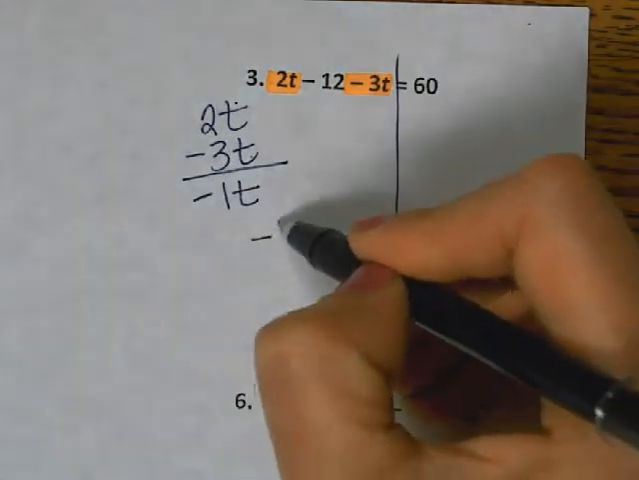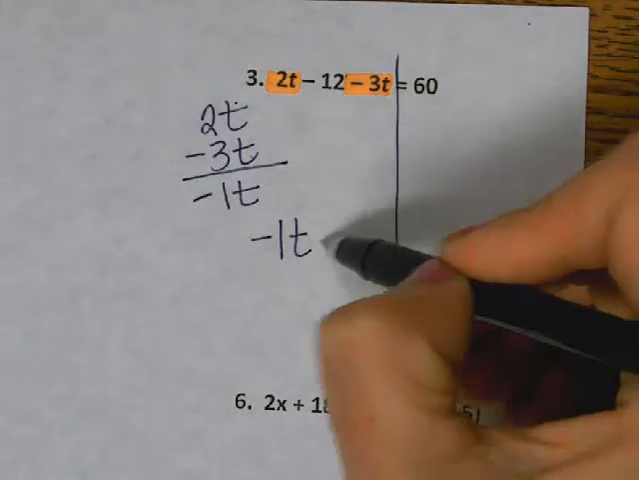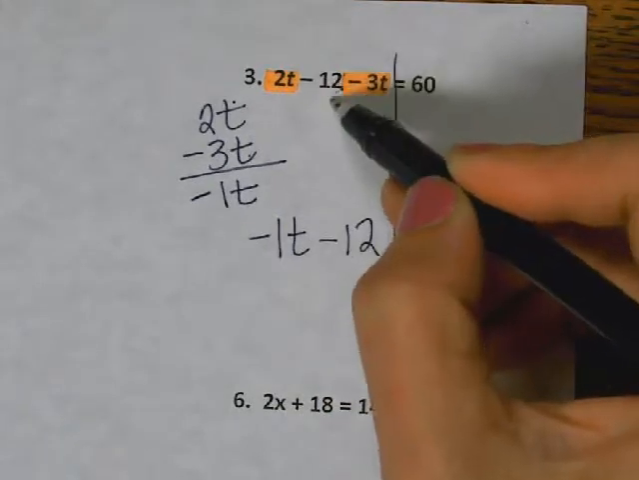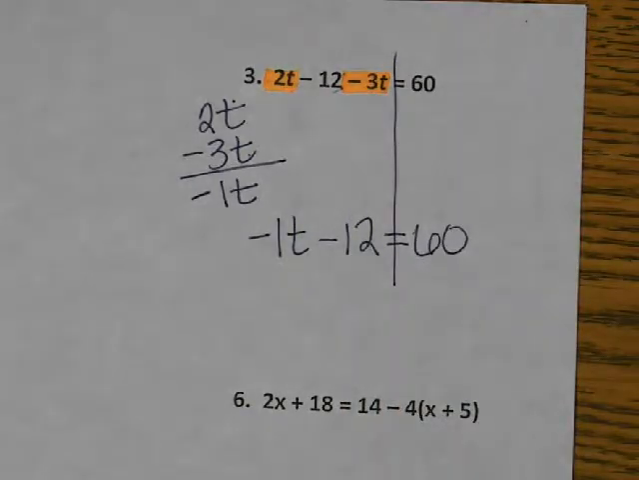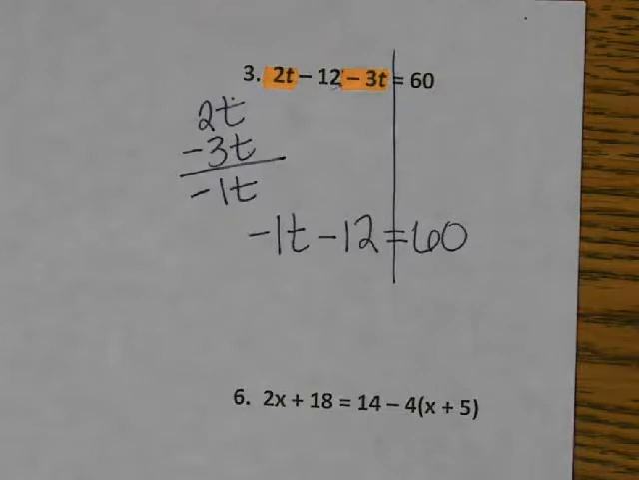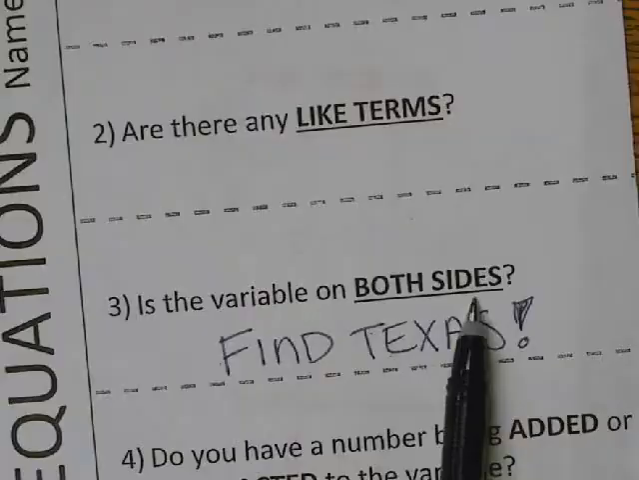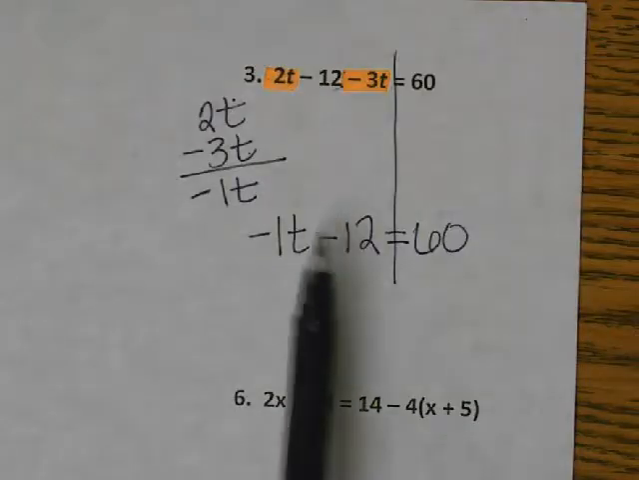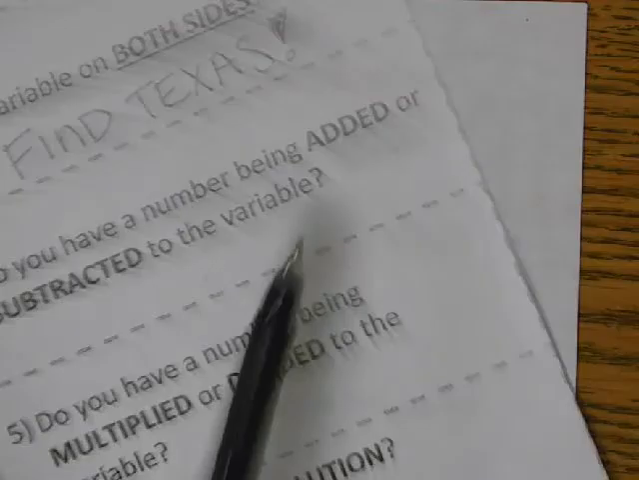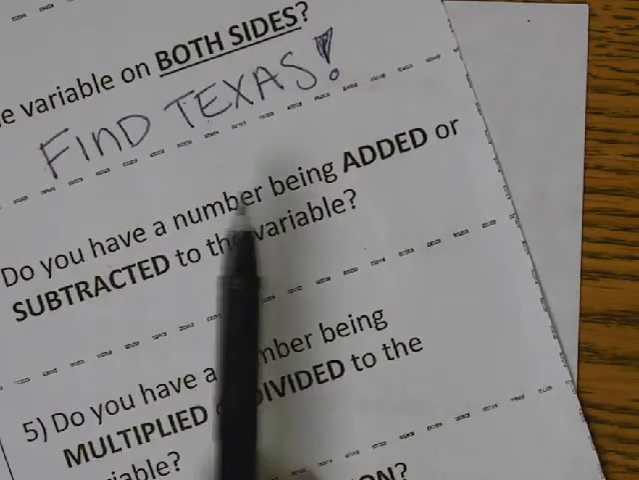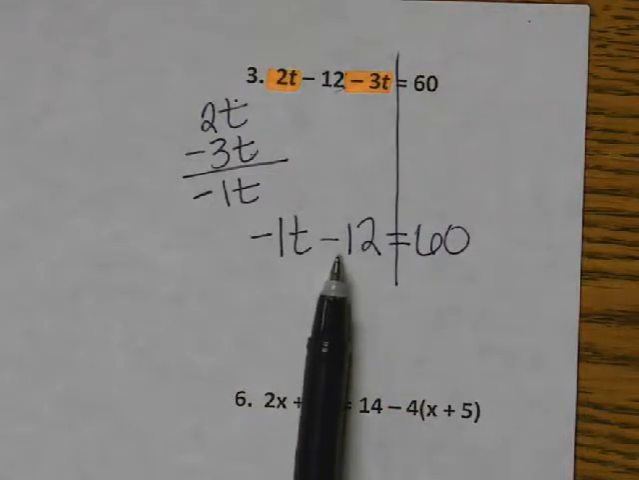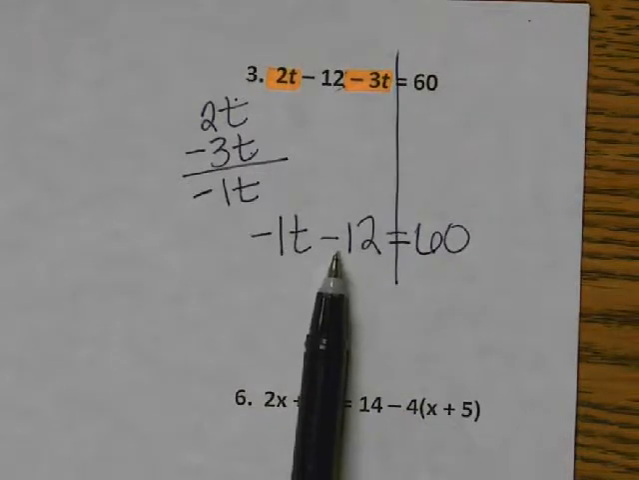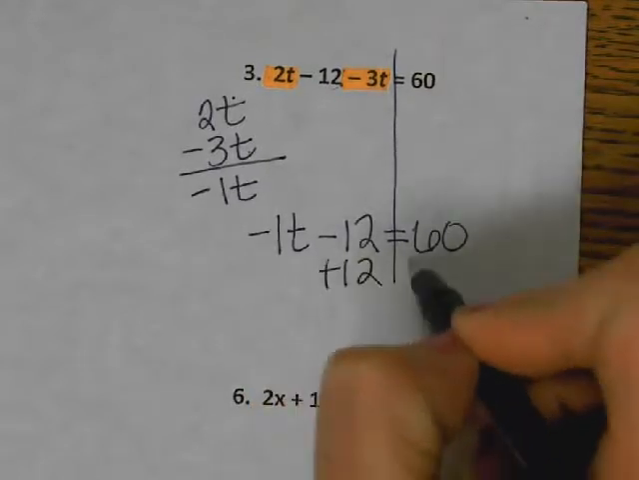So 2t minus 3t is negative 1t. Now I'm going to come over here. It's negative 1t minus 12, because I did not do anything with this 12, equals, and I didn't do anything with the 60, so I'm going to bring it down. Now I'm going to look: is there a variable on both sides? No, there's only a variable on this side. Do you have a number being added or subtracted to the variable? Yes. What is the inverse operation for negative 12? Plus 12. So add 12 to both sides.